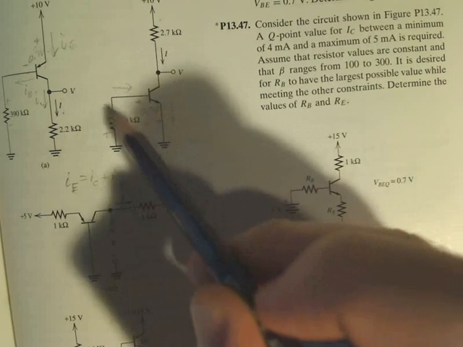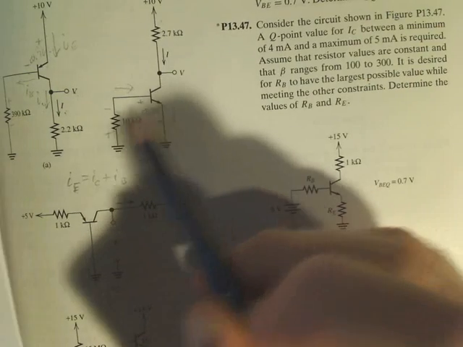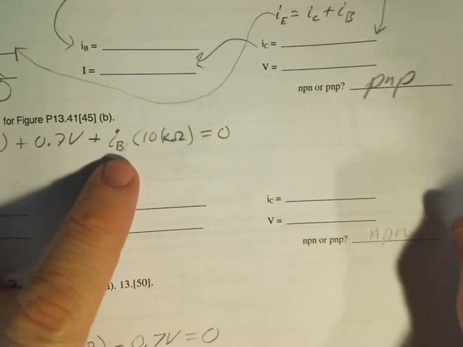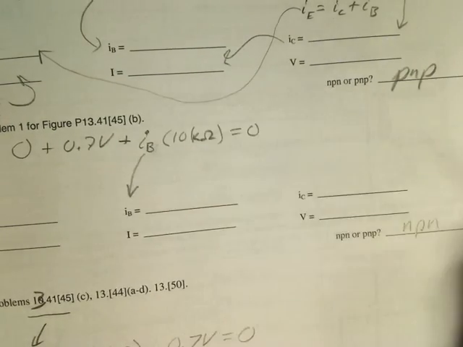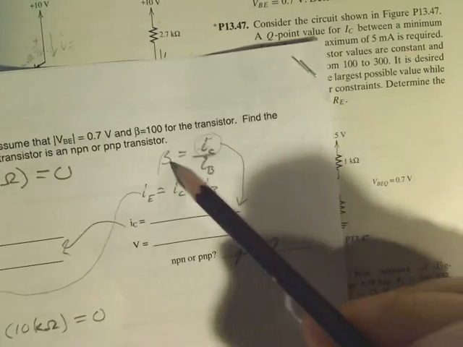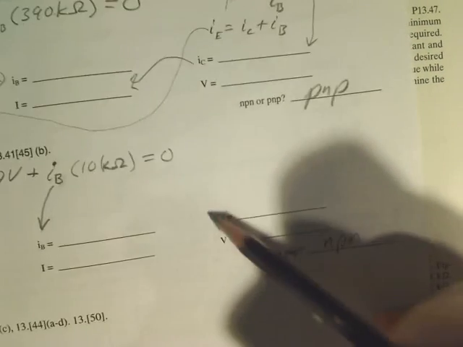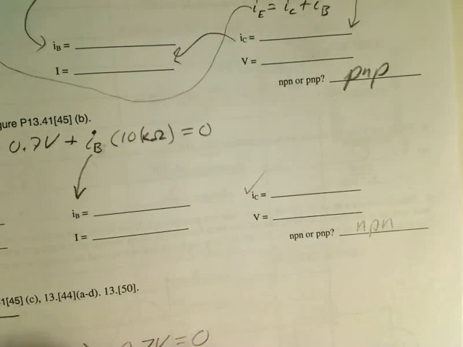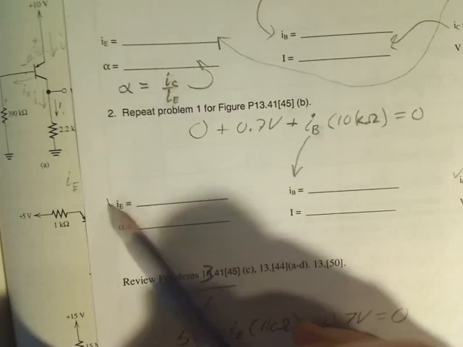0 plus 0.7 plus I times 10 kilo ohms, and that I happens to be the base current because it's going into the base. That's what I have: 0 plus 0.7 plus I sub B times 10 kilo ohms equals 0. You can use that equation to figure out what I sub B is. Like in the previous problem, once you know I sub B and beta is given in the problem, you can find I sub C. So that'll tell you what that value is here. Using this sum expression right there, you can find the third component, which would be I sub E. That would go over here.